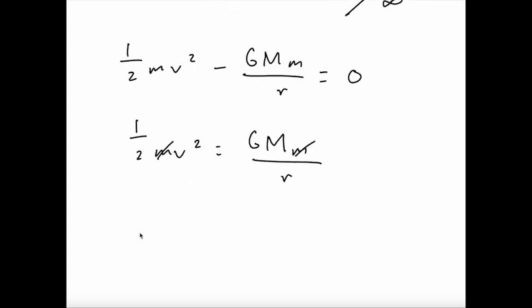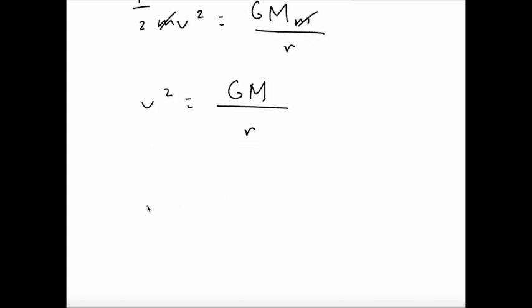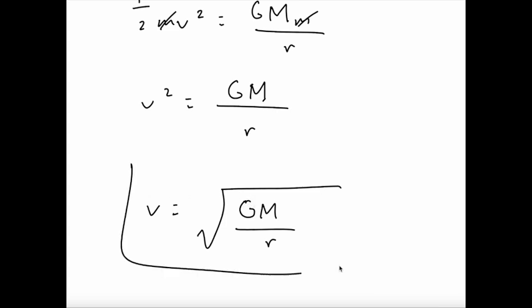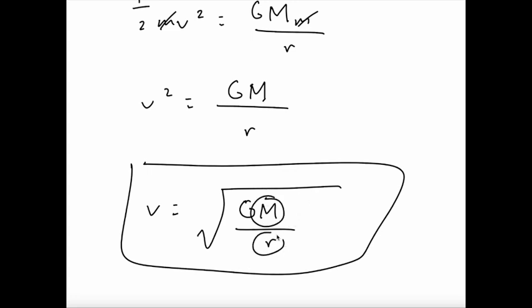So then you have v squared equals 2GM over r, or v equals the square root of 2GM over r, okay? And as you can see, it doesn't really depend on the mass of the object, just the mass of the planet and the radius of the planet.